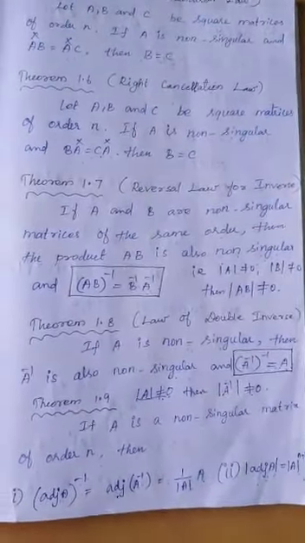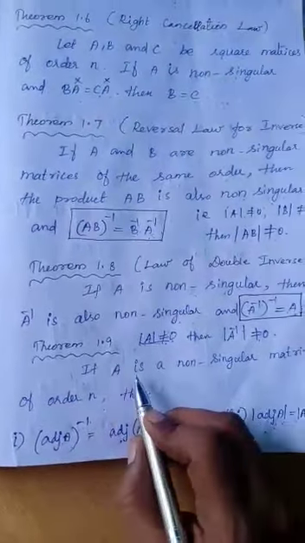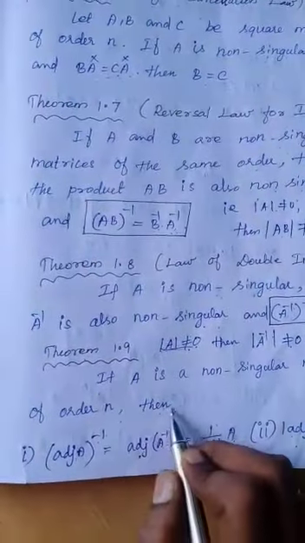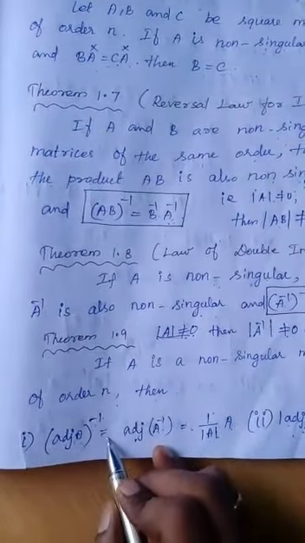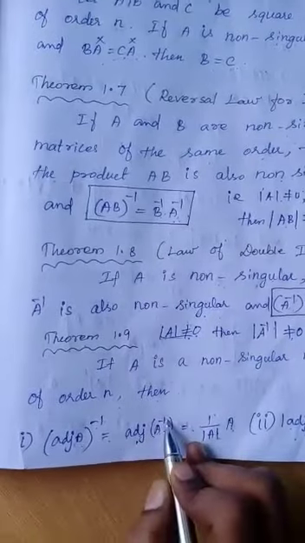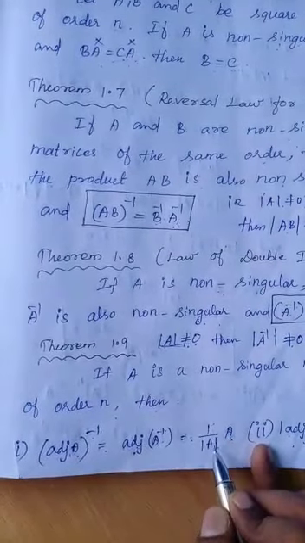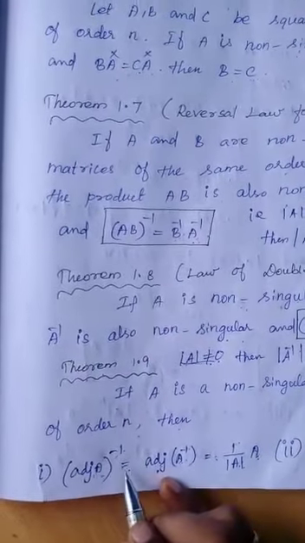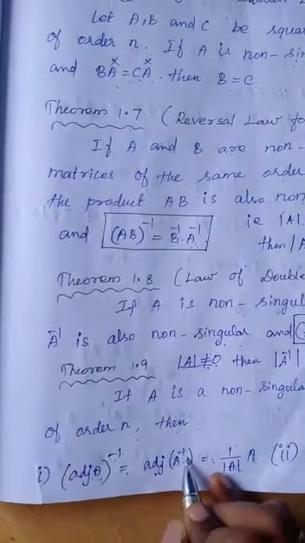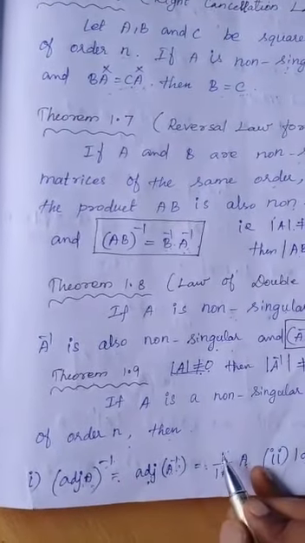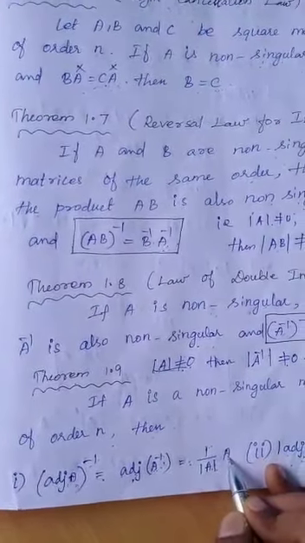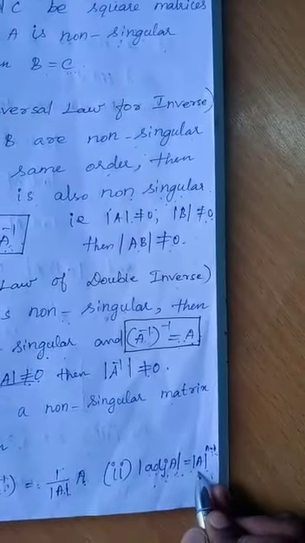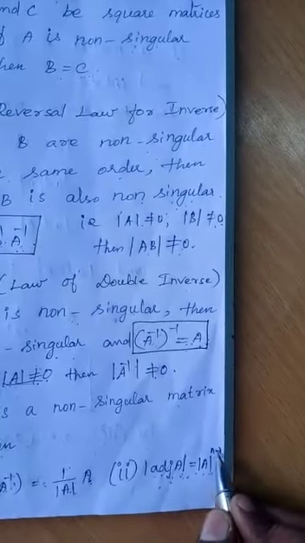Next theorem, that is 1.9. If A is a non-singular matrix of order n, then the inverse of adjoint A is equal to the adjoint of A inverse, which is equal to 1 by determinant A into A. The adjoint of inverse is equal to the adjoint of A inverse. This value is nothing but 1 by determinant of A into A. And the second one is determinant of adjoint A is equal to determinant A to the power n minus 1.